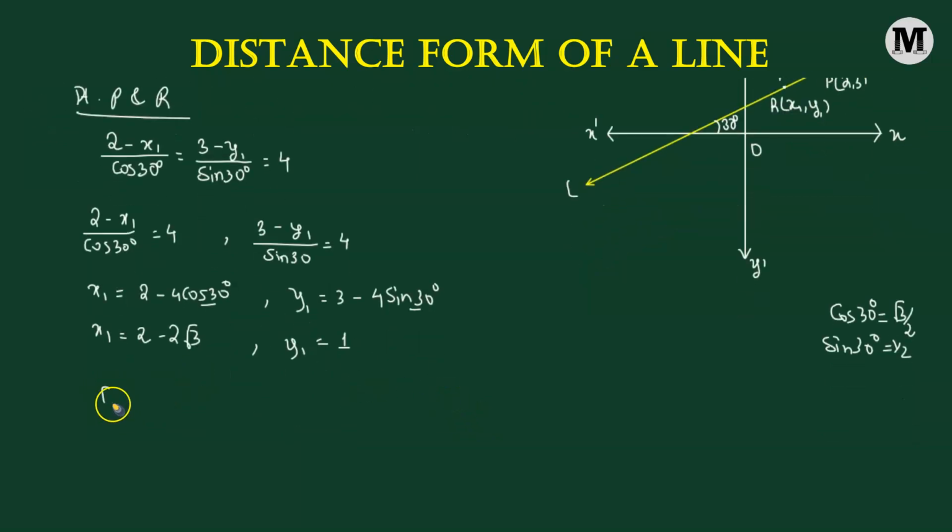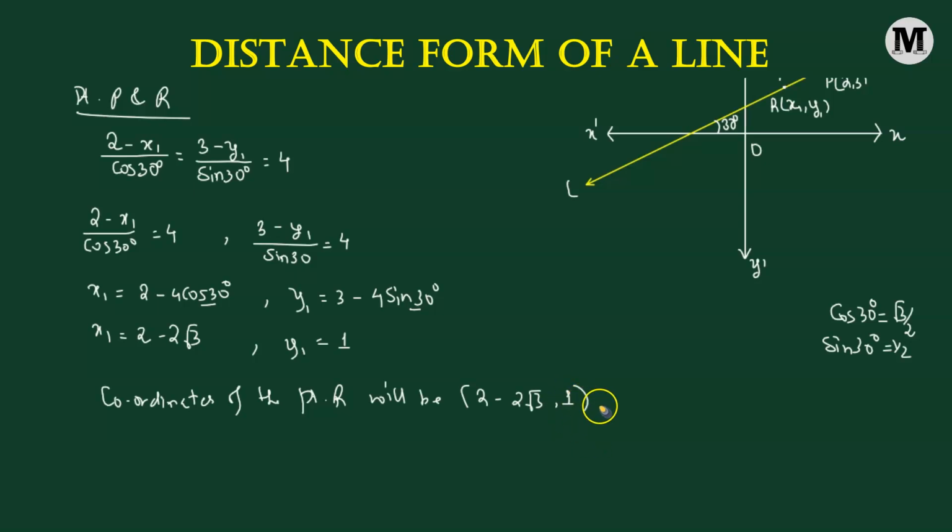So the coordinates of the point R will be: the x coordinate, 2 minus 2 times square root of 3, and the y coordinate, 1.